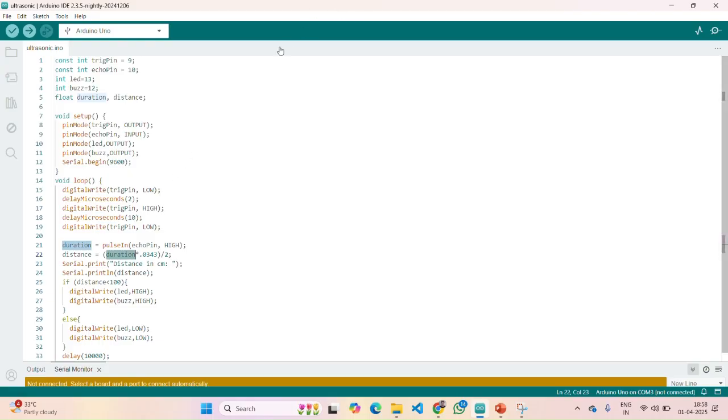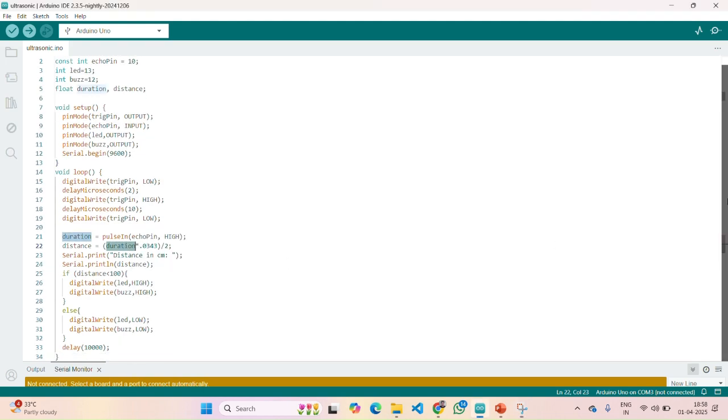the speed of sound in air. That's the reason I have considered 0.0343 here, and on dividing this entire answer by 2 we will get the correct distance value. So if distance is less than 100, we are going to get sound as well as the LED on. Otherwise, both will be in off condition.